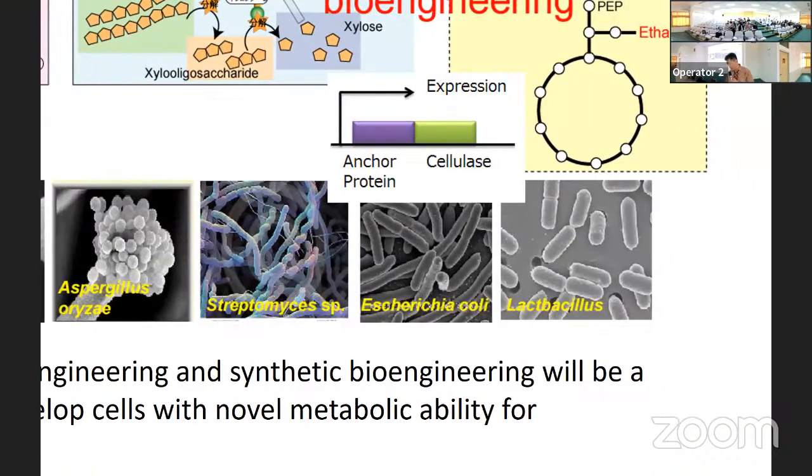And in the case of Streptomyces, we use this strain for antibiotics production, chemicals such as antibiotics. And Escherichia coli is very famous as a typical strain for gene modification, but not used for production. And the last one, Lactobacillus, we use for the production of lactic acid or something like that.